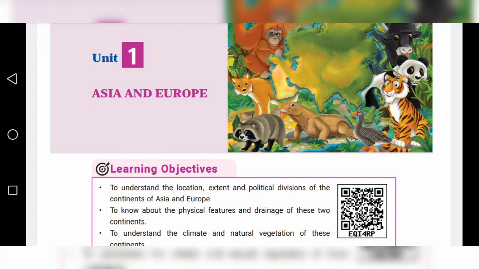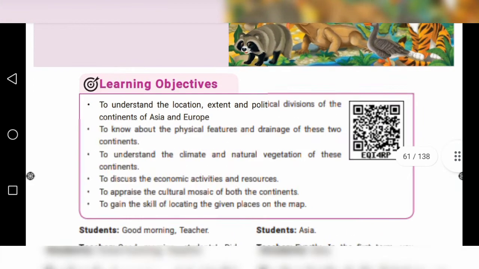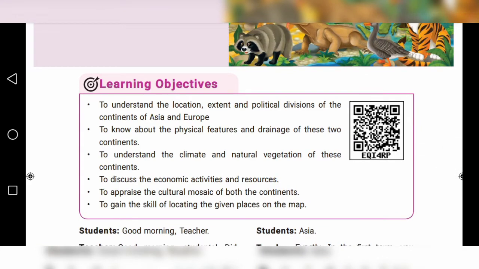Today we are going to see in geography unit 1, Asia and Europe. Before we start the lesson, we are going to see the learning objectives. First one, to understand the location, extent and political divisions of the continents of Asia and Europe. Second point, to know about the physical features and drainage of these two continents.